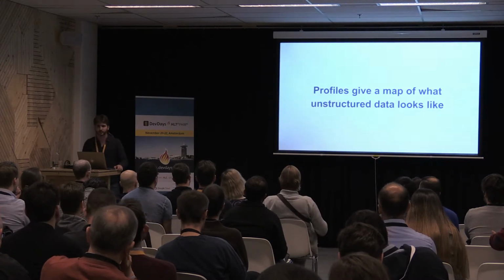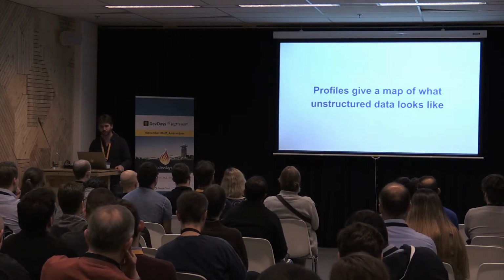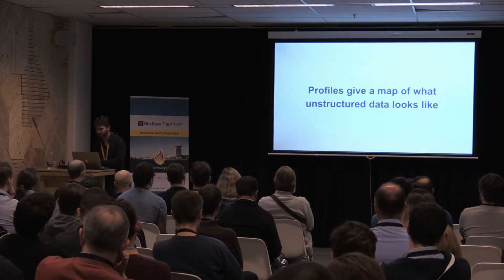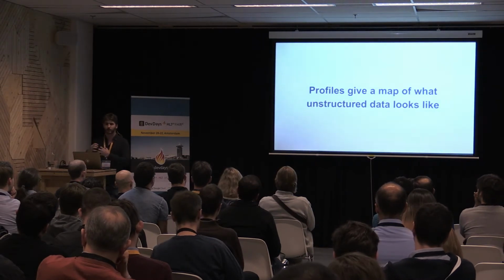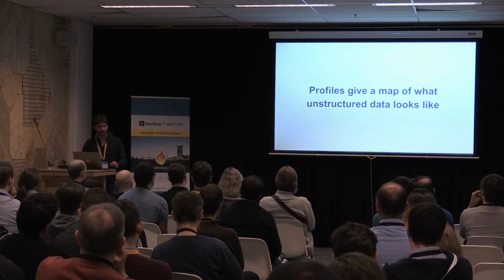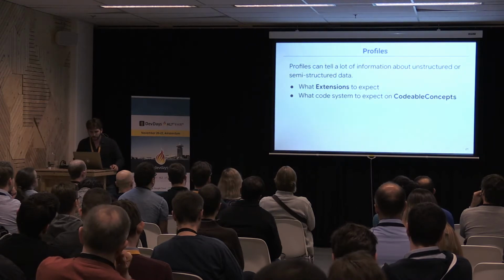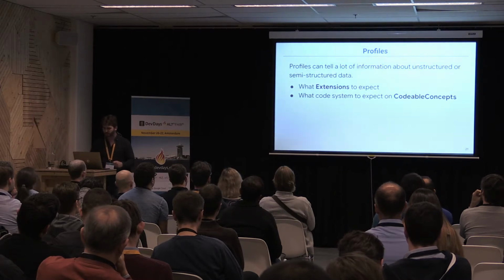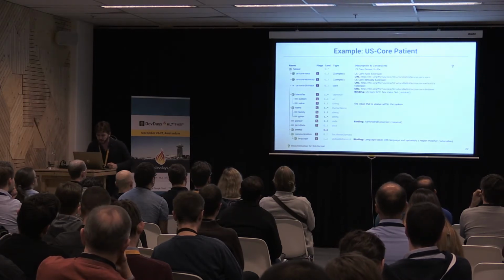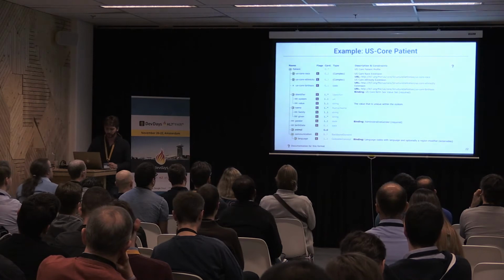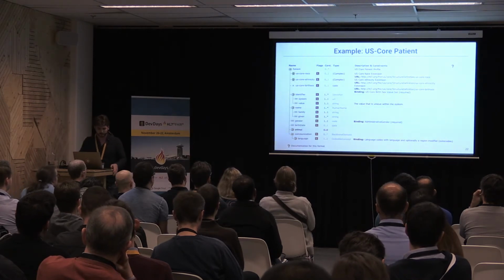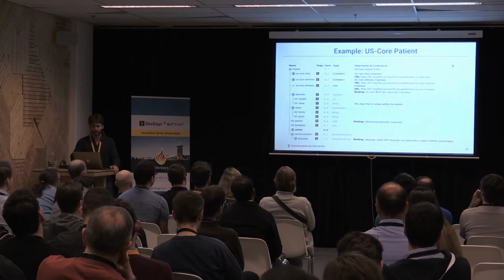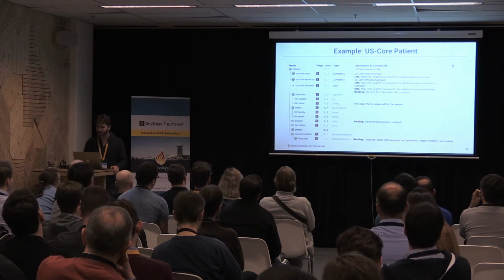Now here's the key insight: profiles give us a map of what unstructured data looks like. All of a sudden, if you read the profile, it tells you how to build a structure to fit all of your data into it. So profiles tell you the kind of extensions to expect, they tell you the kind of codable concepts to expect, all these great things. So for instance, in the US Core patient, we know that there should be a US Core race, we know there should be an ethnicity, and we know there should be a birth sex. And we know what these look like because they're defined via these extensions.